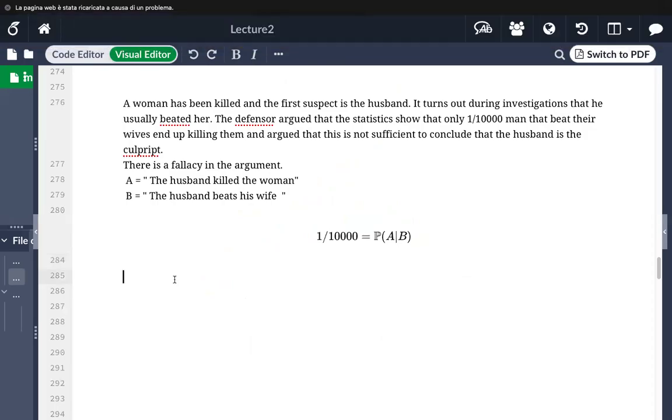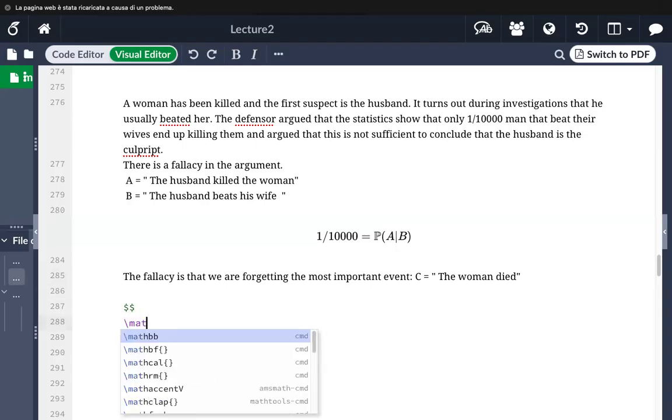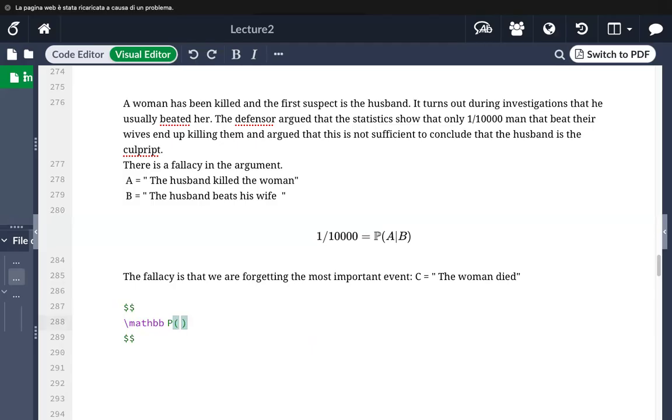So the fallacy is that we are forgetting the most important event, that C, that the woman died. So let's do some computations, and let's see what this is really about. I mean, this data is right.